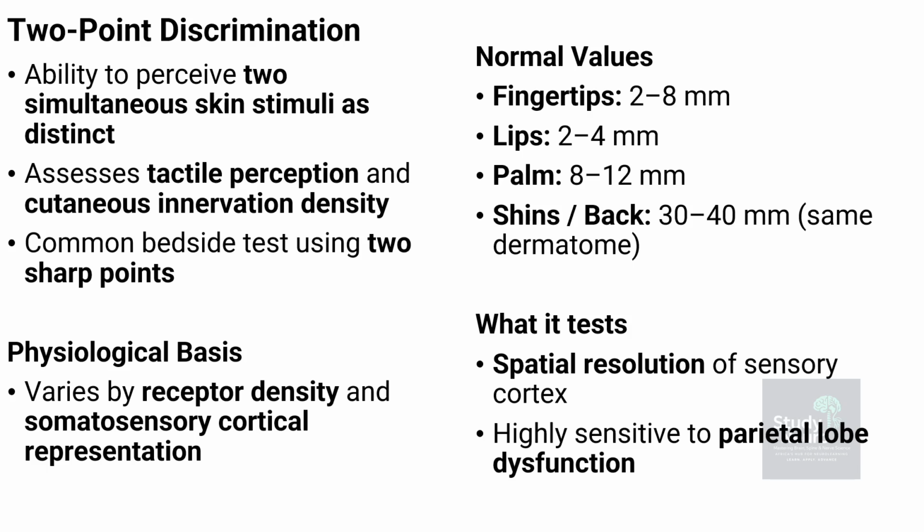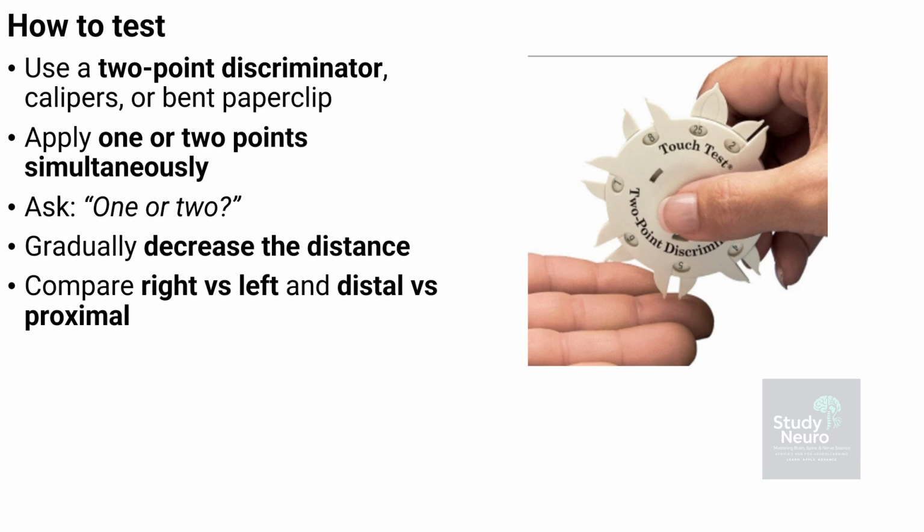Testing both sides and moving from distal to proximal helps reveal subtle asymmetry or length-dependent sensory loss. In healthy individuals, discrimination is sharp at the fingertips and lips, where receptor density is highest, and much less precise over areas like the back or shins. What matters clinically is not memorizing exact numbers, but recognizing when one side performs worse than the other, or when distal sensation is disproportionately impaired. Poor discrimination on one side suggests dysfunction in the contralateral parietal lobe, while a distal gradient points toward peripheral neuropathy.